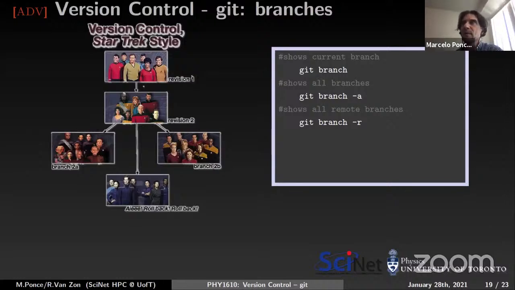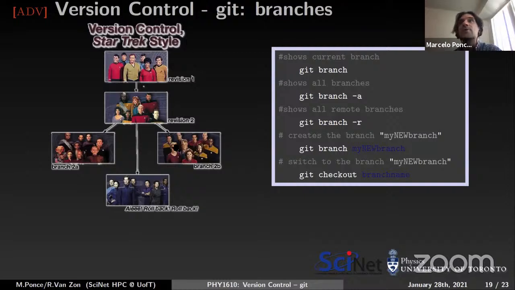There could be different branches there. Now, for creating a branch, it's very easy. You do git branch, my new branch. So you branch three times here in the example, or two times plus the main branch. And then if you want to switch branches, you just do git checkout.